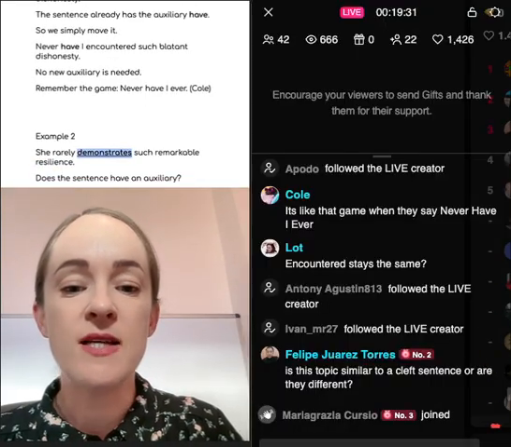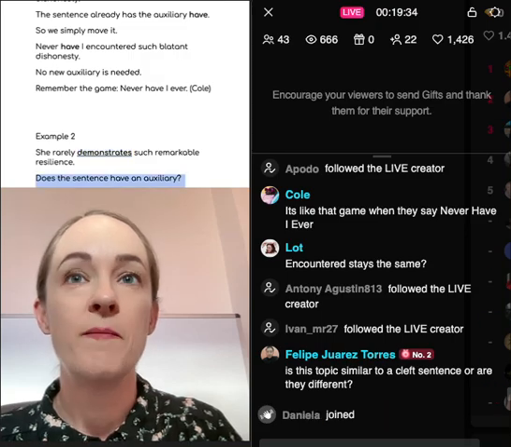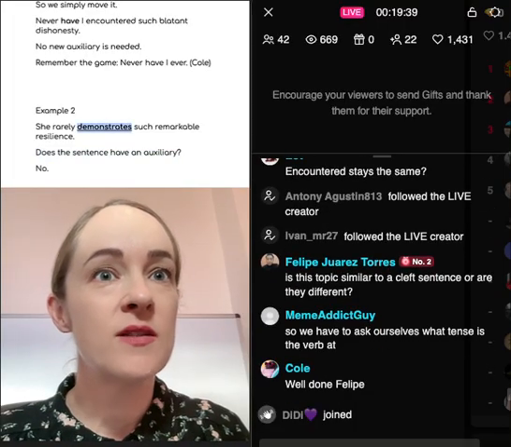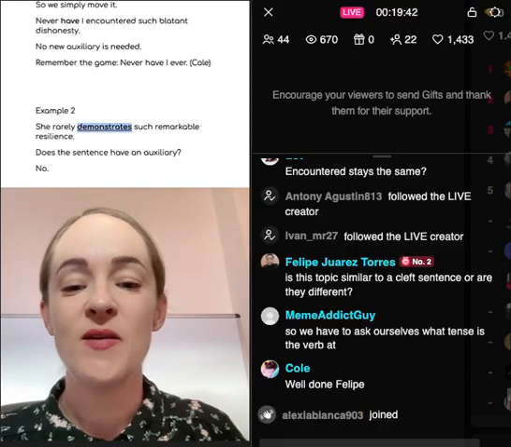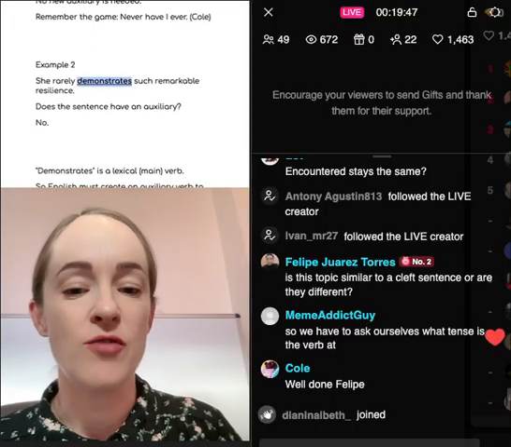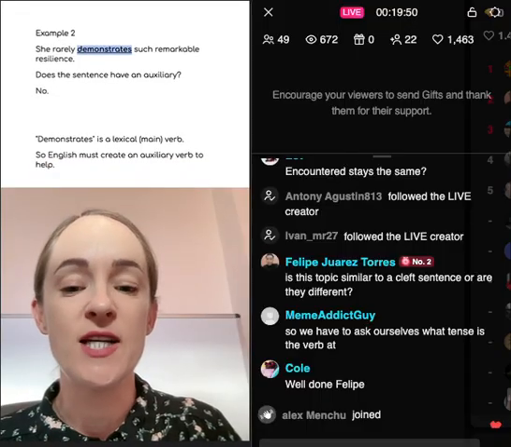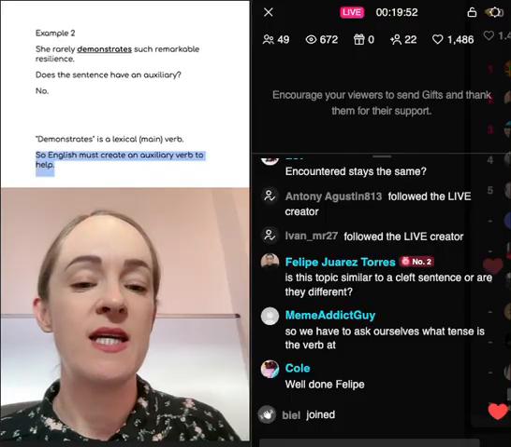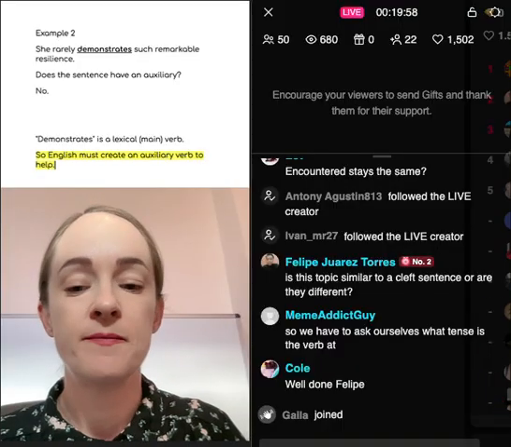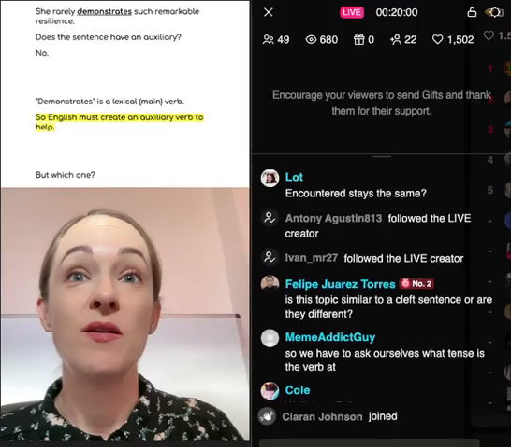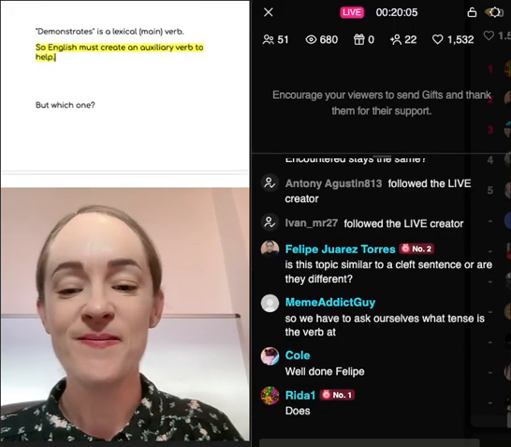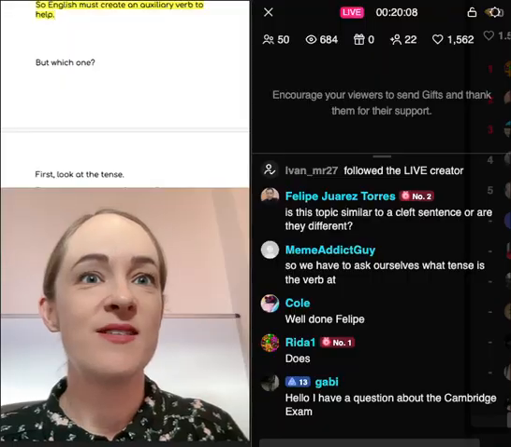Okay, does the sentence have an auxiliary verb? No, it doesn't. We only have demonstrates. So demonstrates is a lexical or main verb. So in this case, in English, we must create an auxiliary verb to help. This is something that is pretty unique to English. The question is, which one do we use? First, look at the tense.